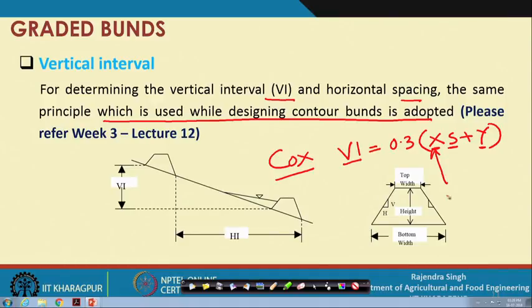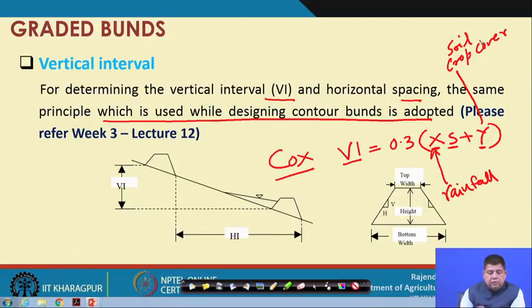This x accounts for rainfall of the location, and y accounts for the soil characteristics and also the crop cover conditions. And the values of x and y we always obtain from tables which we have seen in lecture number 12 and 13. In both those lectures we have used these tables to find the values of x and y.